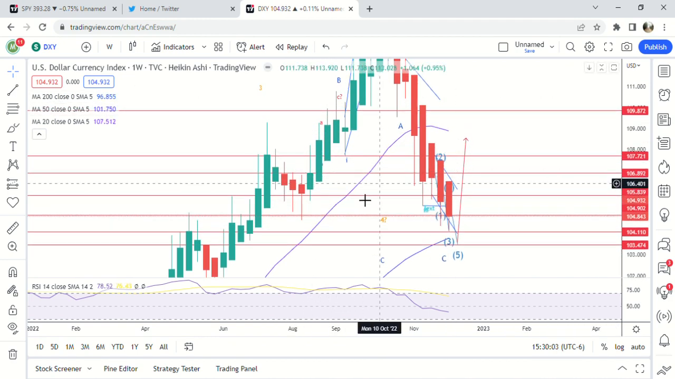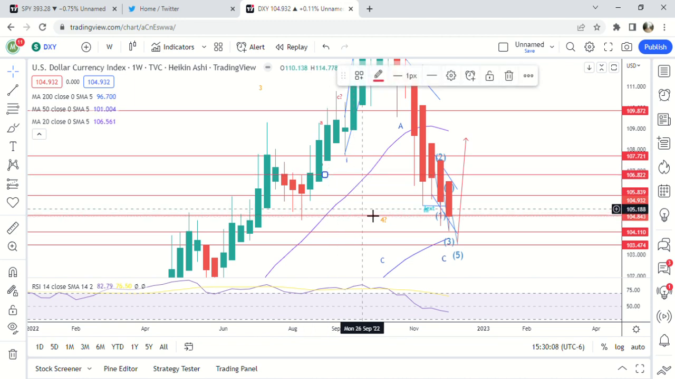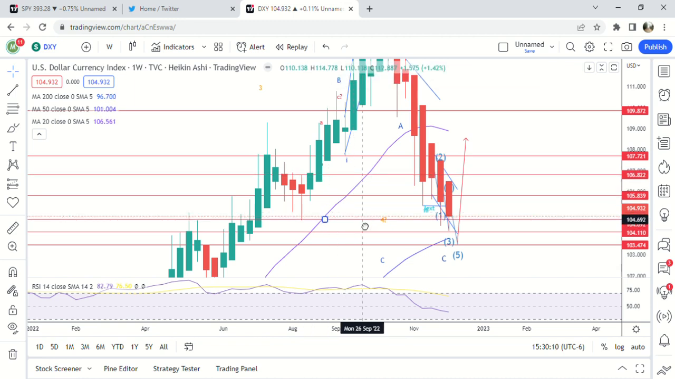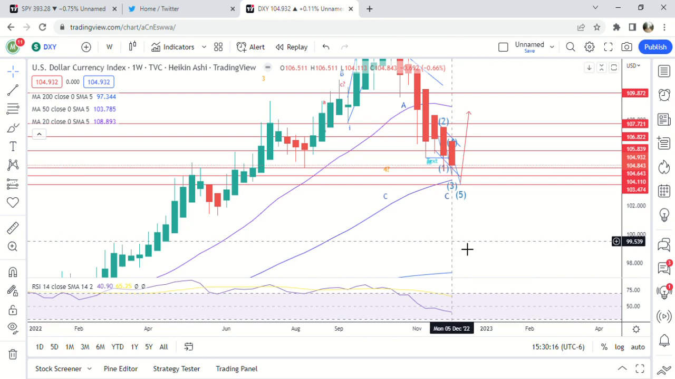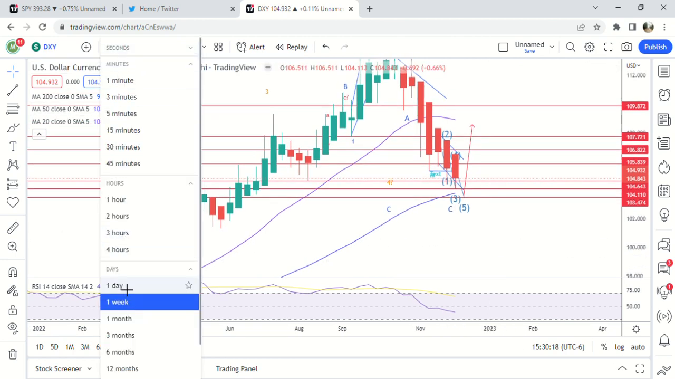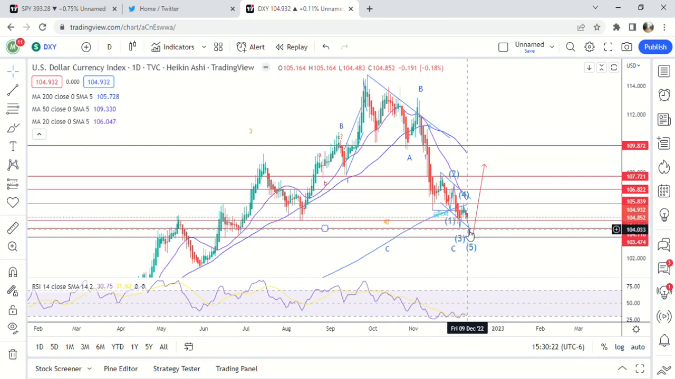So we got 106.82 to 104.64. It's actually broken that, which means that we hit this demand zone right here as well as another demand zone. We got a red candle before a big move.